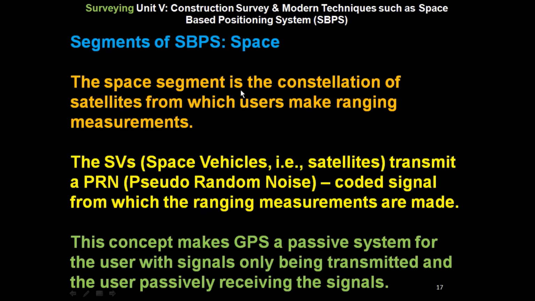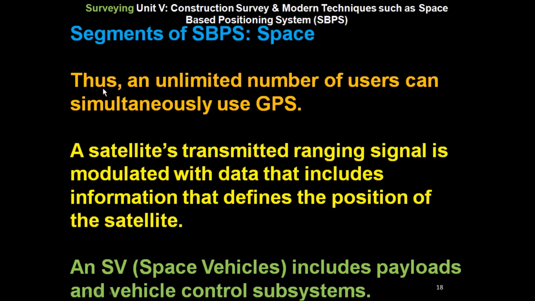The space segment is the constellation of satellites from which users make ranging measurements. The SV, that is space vehicle, that is satellites, transmits the PRN, that is pseudo random noise coded signal from which the ranging measurements are made. This concept makes GPS a passive system for the user, with signals only being transmitted and the user passively receiving the signals. Thus, an unlimited number of users can simultaneously use GPS.